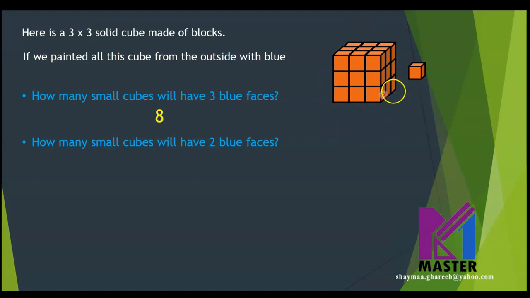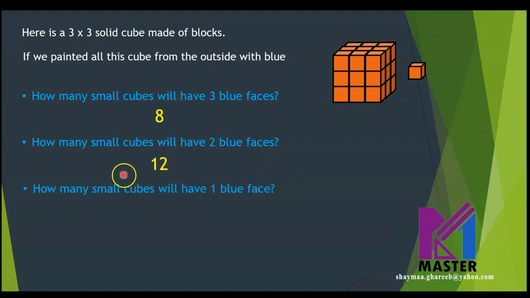And what about the layer at the bottom? Same ones as the first layer. So I have 4 in the first layer, 4 in the second layer, and 4 in the third layer at the bottom. So in total, I have 12 cubes that have 2 blue faces.